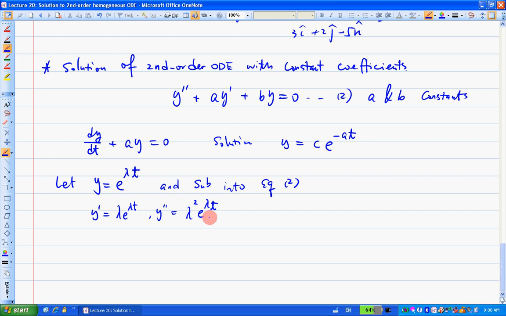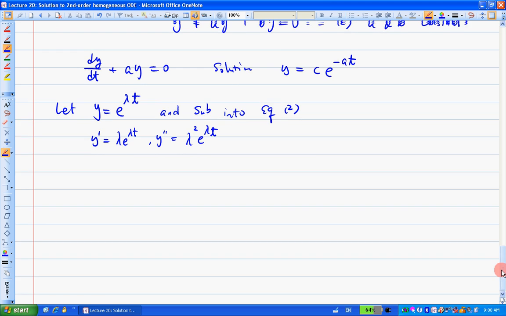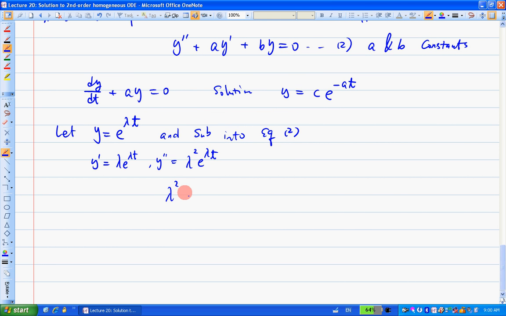All right, so now we sub this back into this equation here. So what do we have? We have lambda squared... That's what we have after substitution. Well, that's good because all the terms have an e to the lambda t here. So take the e to the lambda t out. Okay, so we get this.